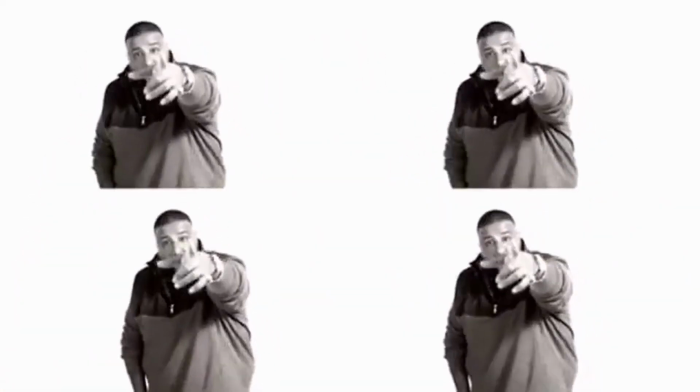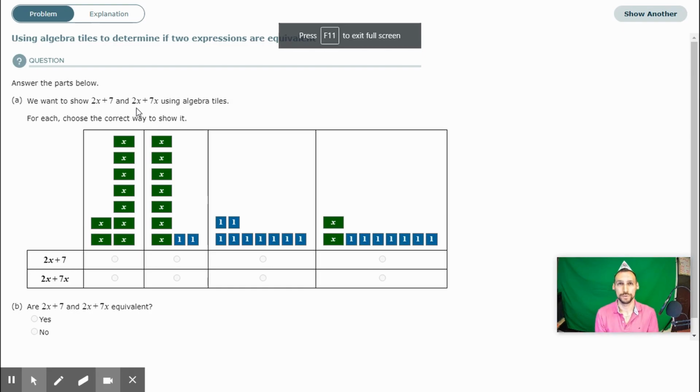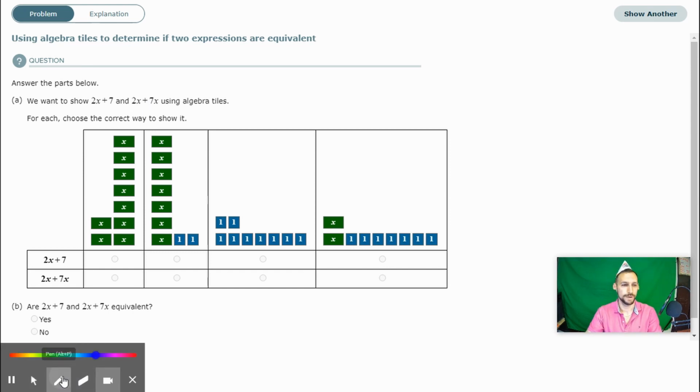Another one. This problem is a little bit different than the other ones we've seen in that I see here 2x plus 7, that's normal. We have a variable and we have a constant. But in the second expression, 2x plus 7x, both of those terms are variables. So I'm going to do the same color coding I've been doing. I'm going to color code my constants blue, but I only have one constant, this 7. All the other terms are variables.